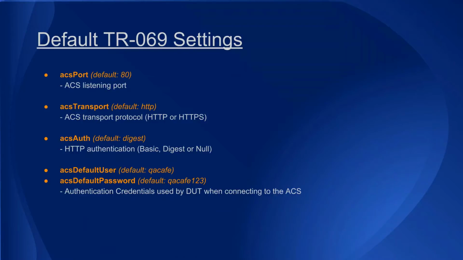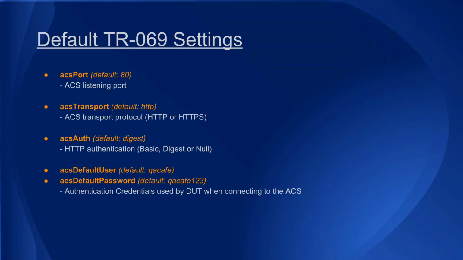So I mentioned these briefly. The ACS port is the port that CDRouter's ACS will listen on. The ACS transport is the protocol it will use. By default, it's HTTP, but if you want to do SSL or TLS connections with the ACS, you can set that to HTTPS and correspondingly set the port to 443, which is the default port for HTTPS connections.